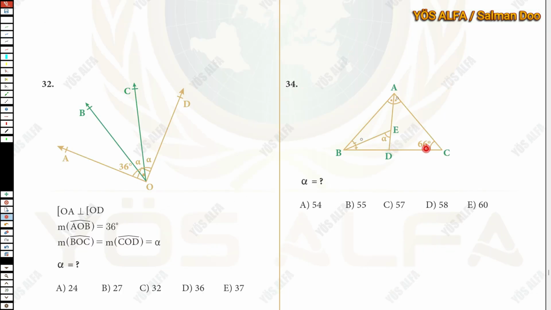4. The three bisectors are given. Alpha is asked. So let's see, this is x, that is also x, and this is y, and this one is also y. So from the triangle ABC, we know that the summation of the three interior angles makes 180. Dividing both sides by 2, we have x plus y plus 33 is equal to 90. From here we have x plus y is equal to 57. And from this triangle, we know that the summation of the two interior angles is the same as the exterior angle, which is alpha. So x plus y is alpha. So our answer is C.